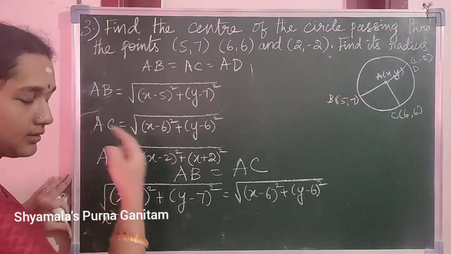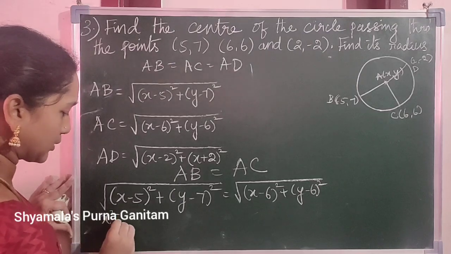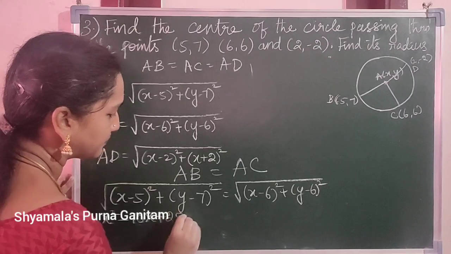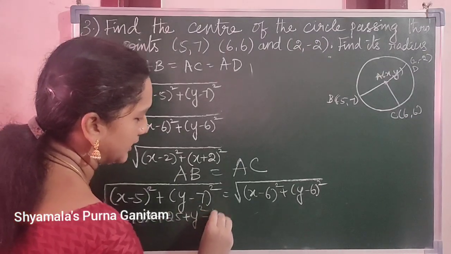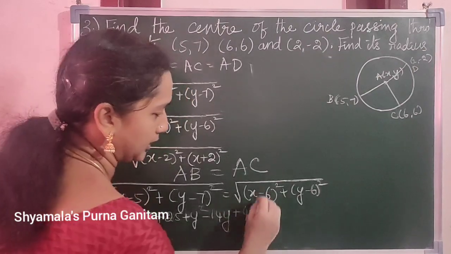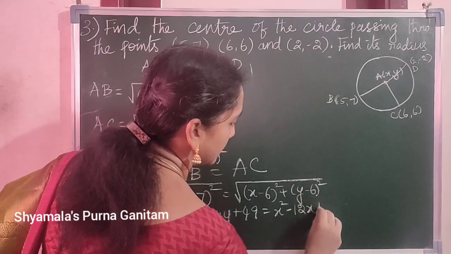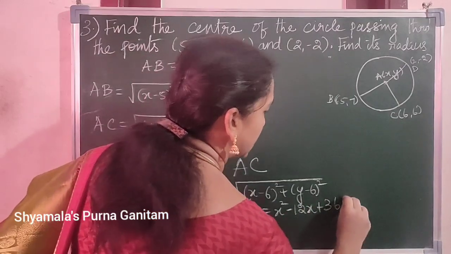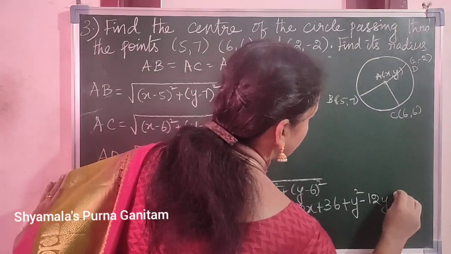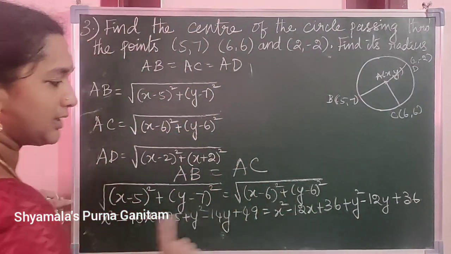So when I simplify this, when I expand (a minus b) the whole square, x squared minus 10x plus 25 plus y squared minus 14y plus 49 is equal to, this one is x squared minus 12x plus 36 plus y squared minus 12y plus 36. Okay, so these things have to be simplified now.